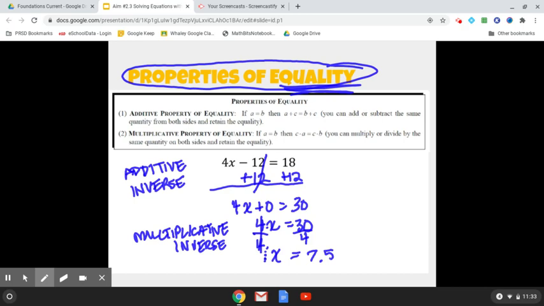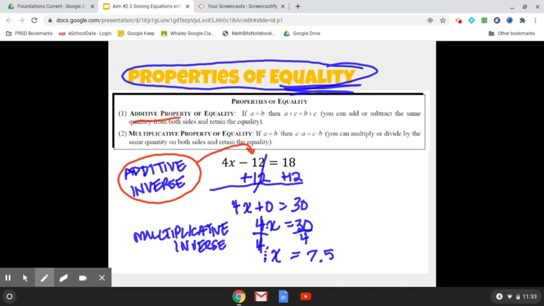So, a lot happening just to get to an answer of 7.5. Let's highlight all these different things. So first, we had the multiplicative inverse. That was the first thing that happened. That's where negative 12 plus 12 sort of canceled out.